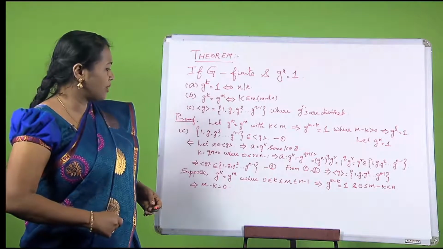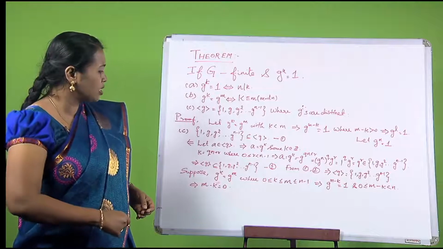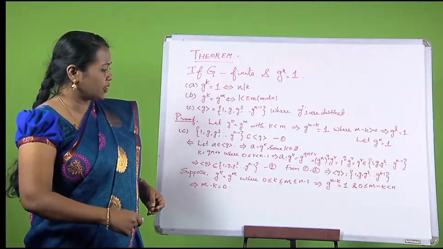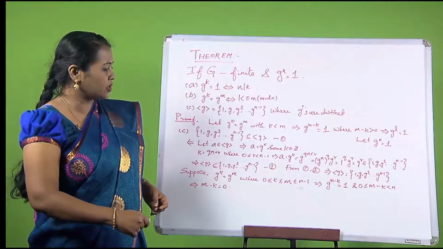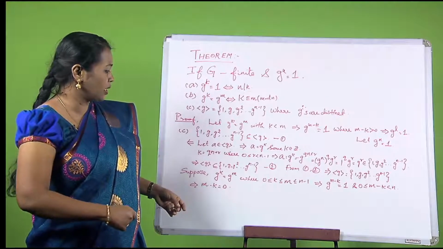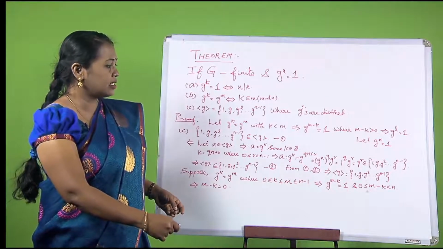In that case, there will be some g power k and some g power m, so that both of them are equal. So, g power k equals g power m implies that there is 0 less than or equal to k less than or equal to m, so this is less than or equal to n minus 1. So, g power m minus k is equal to 1, and this m minus k is less than n.